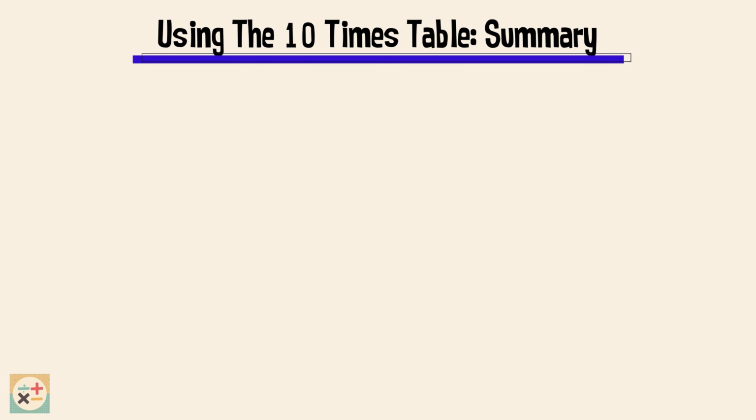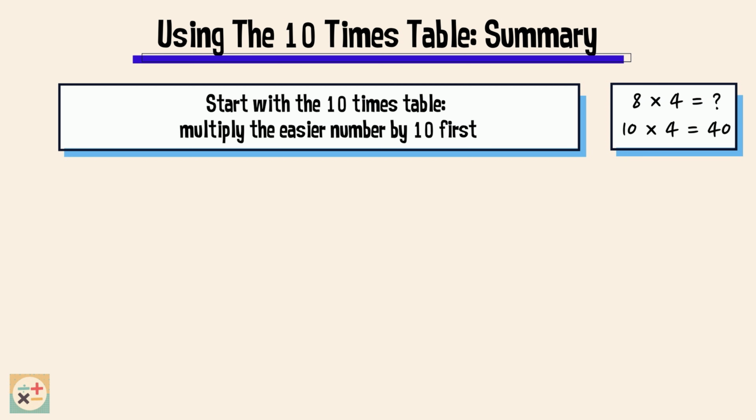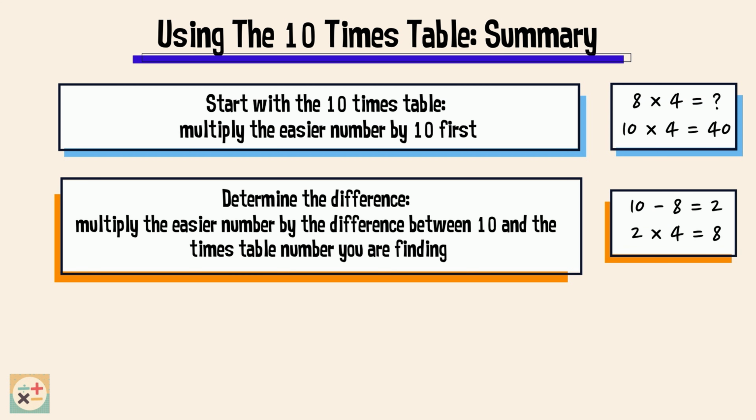Let's go over a summary of the strategy before moving on to some final practice questions. The first step is to multiply the easier number by 10. For example, if we are trying to find 8 times 4, we can multiply 10 by 4. Then to determine the difference, we multiply this easier number by the difference between 10 and the times table number you are finding. In our example, the times table number is 8, which is 2 less than 10. So we multiply 2 by 4.